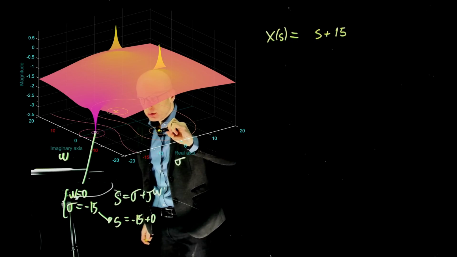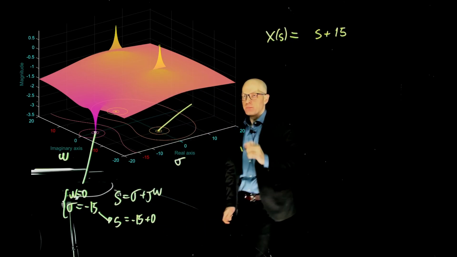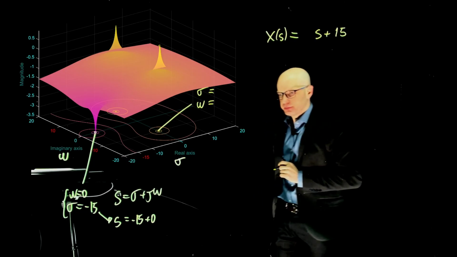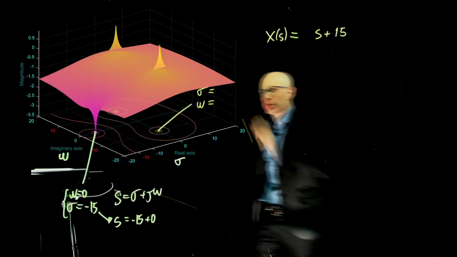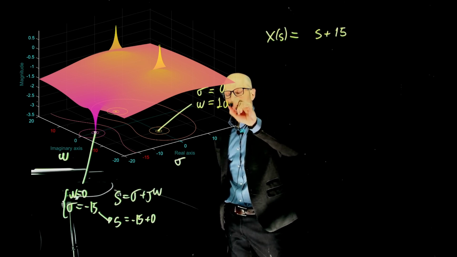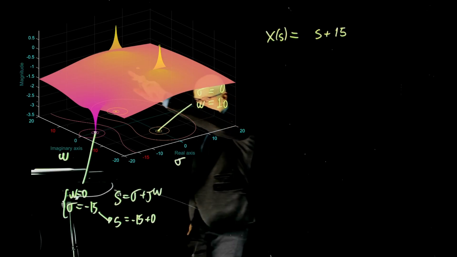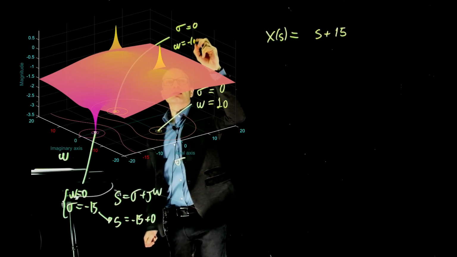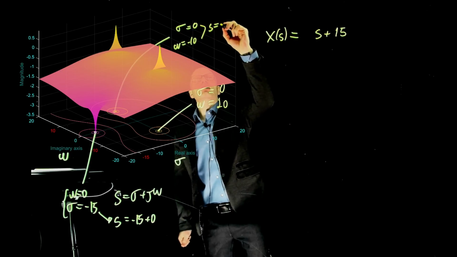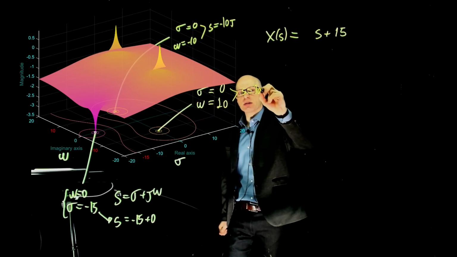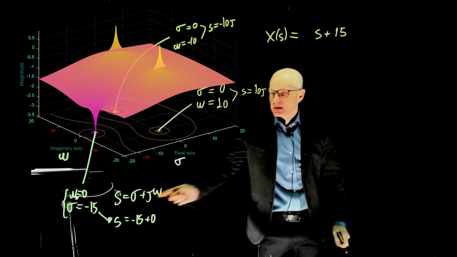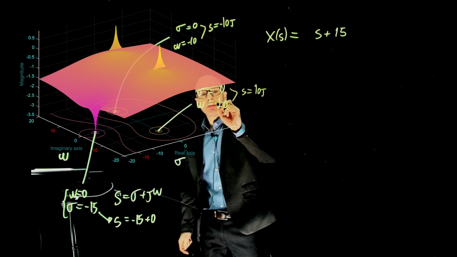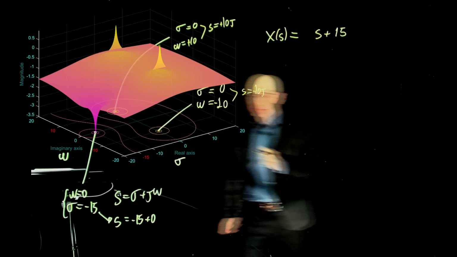For this point here, tell me what the values of sigma and omega are. Sigma is 0, omega is 10 and minus 10. This one here has sigma 0, omega minus 10, so S equals negative 10j. And for this one, S equals plus 10j. Sigma is 0 and omega is plus or minus 10. Isn't it the other way around? I think so, right? Yeah, good.